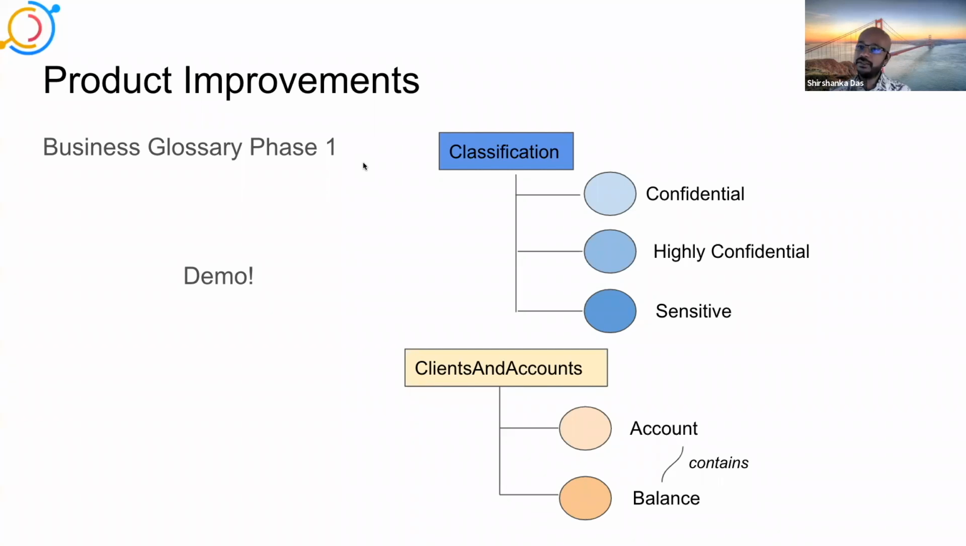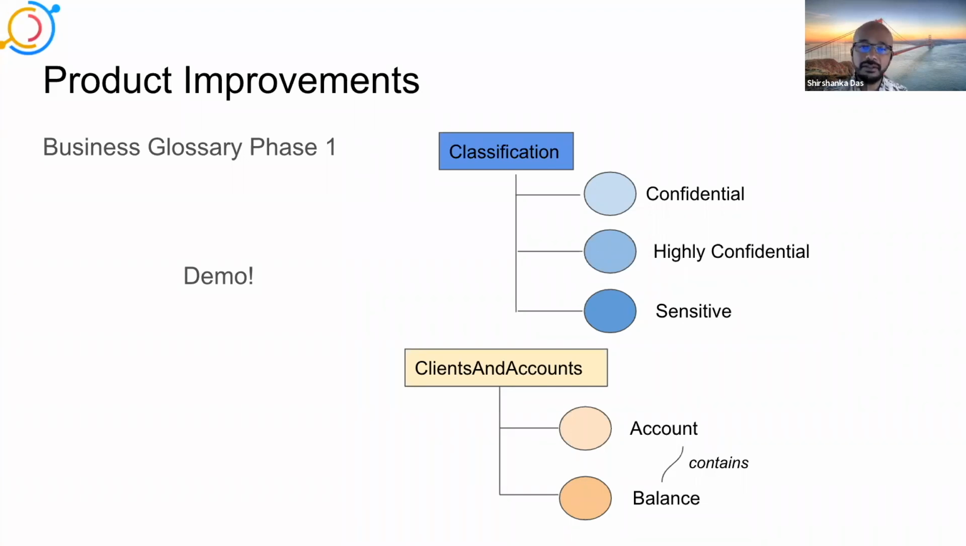The first product improvement that we would like to share is Business Glossary Phase 1. And I'll do a quick demo, but before that, just a quick intro to Business Glossary itself. It's really a way of representing a tree of concepts that are useful for attaching to existing data sets or fields. So for example, at your company, you may decide to have a taxonomy that says classification as a top level node. And within that, terms like confidential or highly confidential or sensitive that live within the classification node.